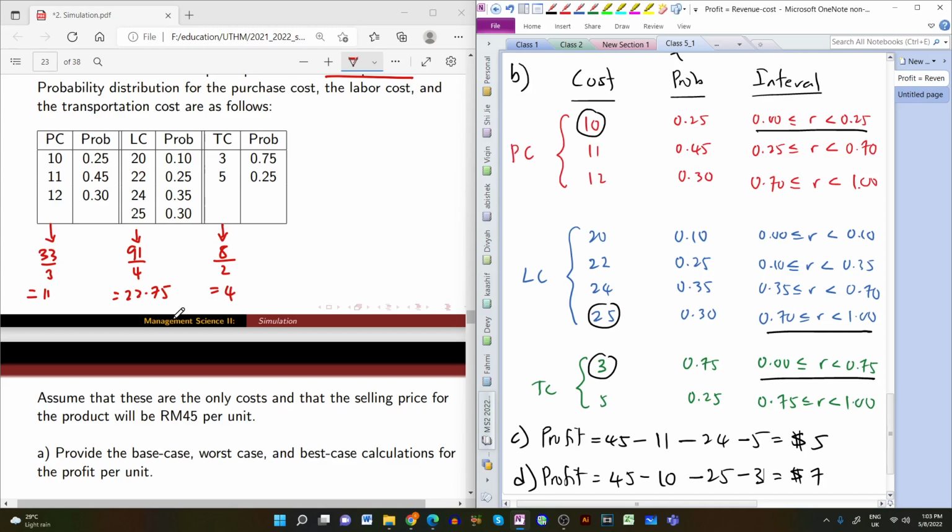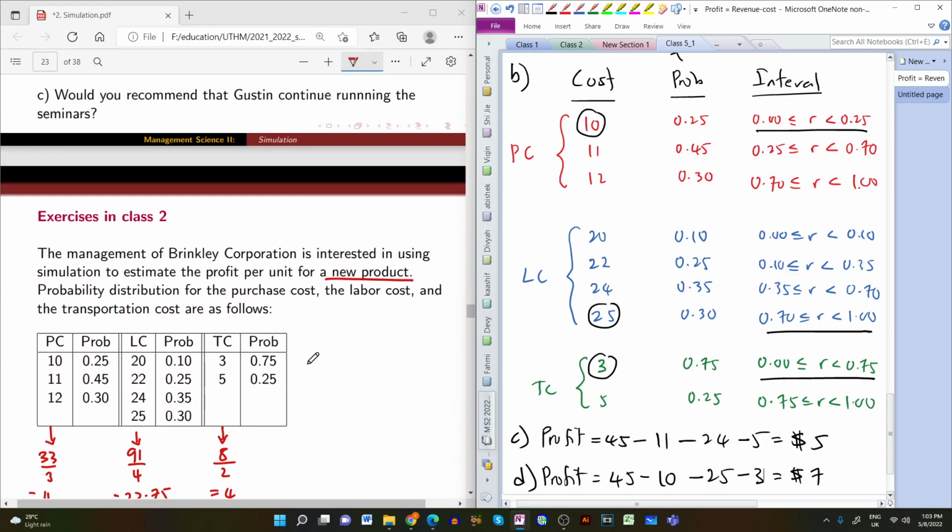Another thing, so we finished simulation here. I have sent you the extra exercises, right? The extra exercise, the last part is simulation. Now you can try to do that exercise, prepare yourself for the test.